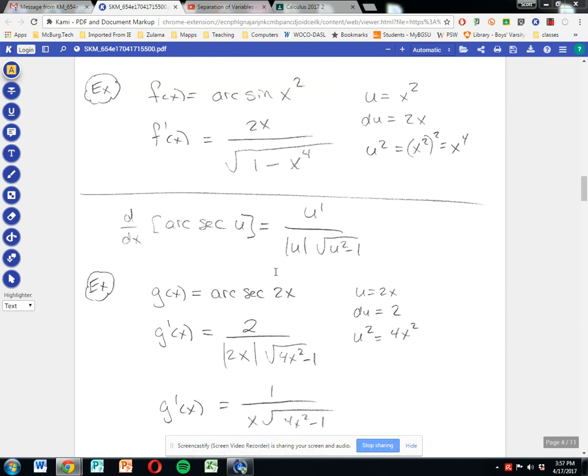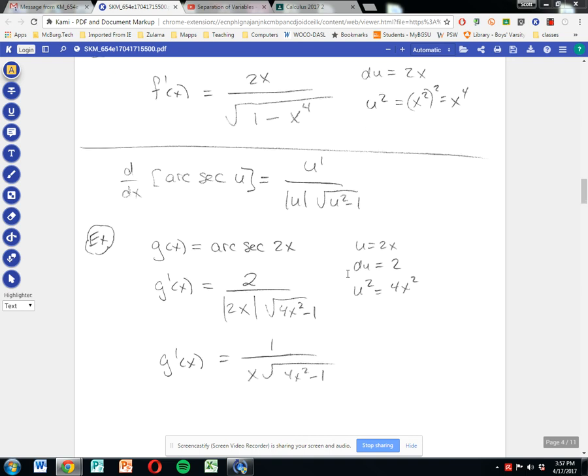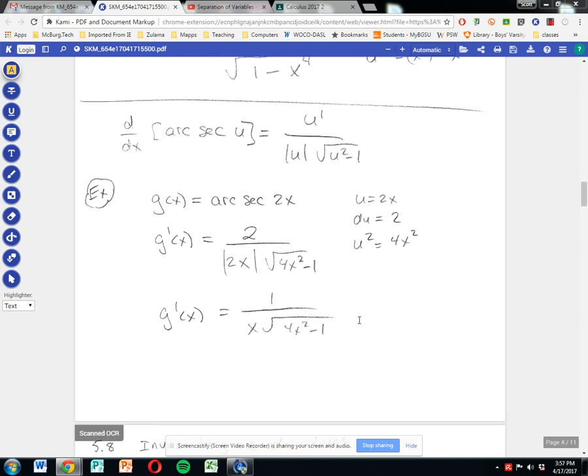Okay, so again, the derivative of arc secant of u is u prime over u times rad u squared minus 1, and if they ask for the arc secant of 2x, then I write u is 2x, then du is 2, and u squared is 4x squared. Then I just go back up here and say, well, this is where the 2 goes, this is where the 2x goes, and inside would be 4x squared minus 1. So I canceled out the 2, and we got 1 over x rad 4x squared minus 1.